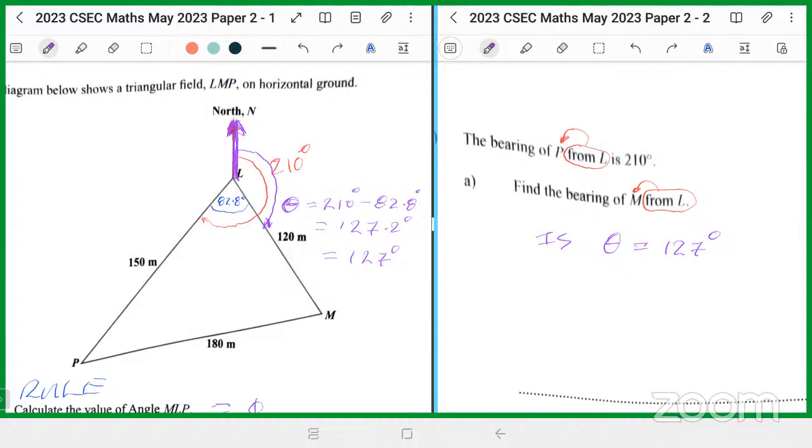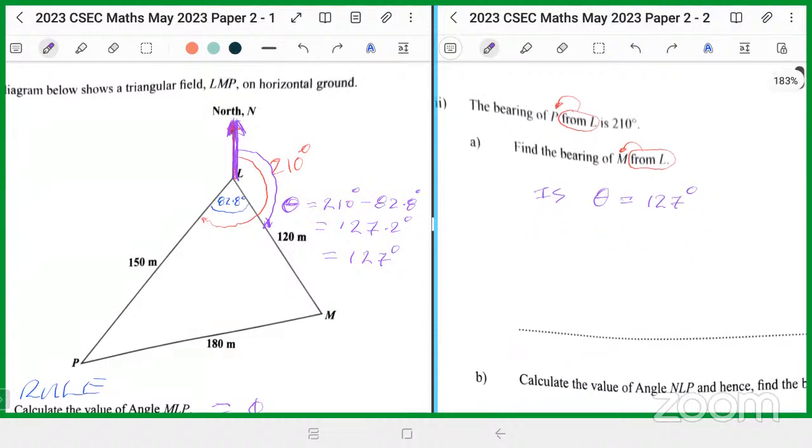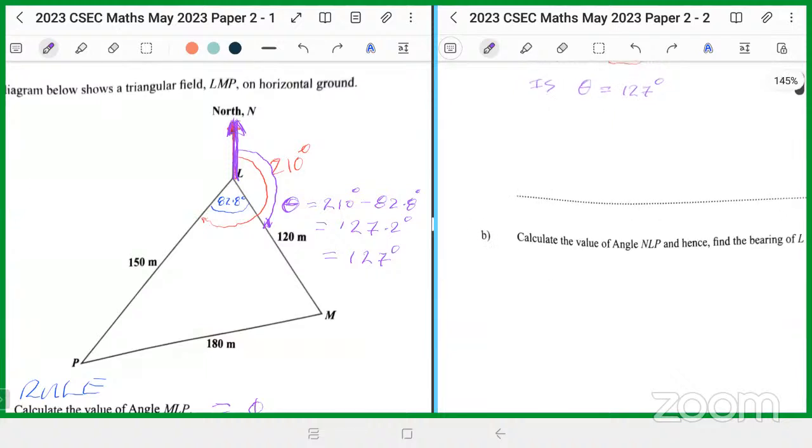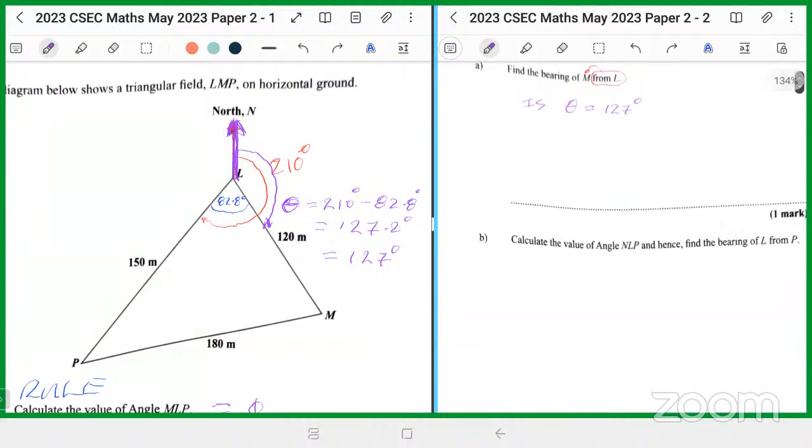But okay with that? Yes, sir. All right. What else do I want? It says calculate the angle. Calculate the angle.